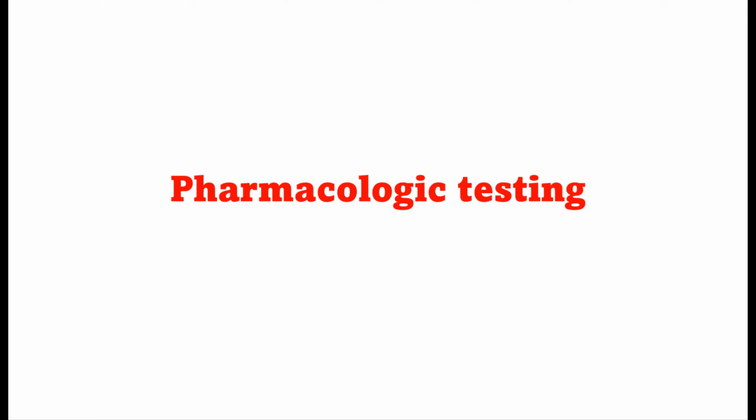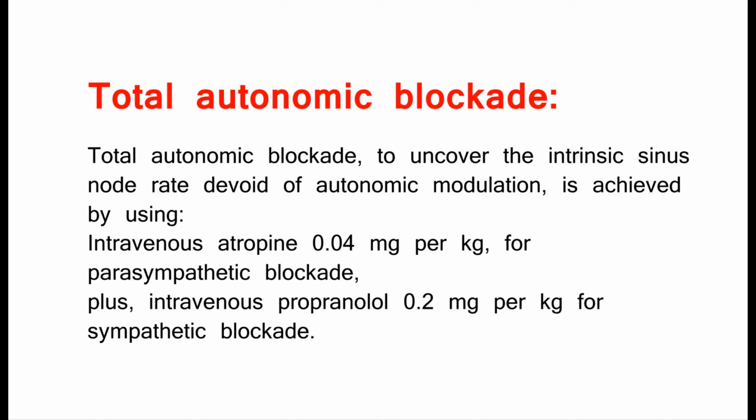Pharmacologic testing. Total autonomic blockade. Total autonomic blockade, to uncover the intrinsic sinus node rate devoid of autonomic modulation, is achieved by using intravenous atropine 0.04 mg per kg, for parasympathetic blockade, plus intravenous propranolol 0.2 mg per kg for sympathetic blockade.